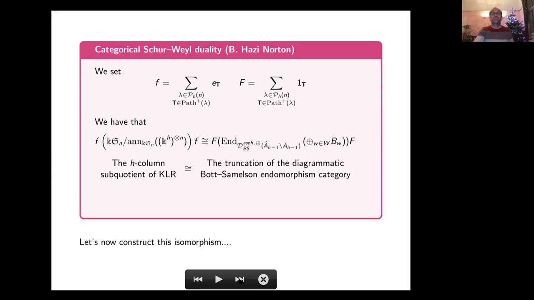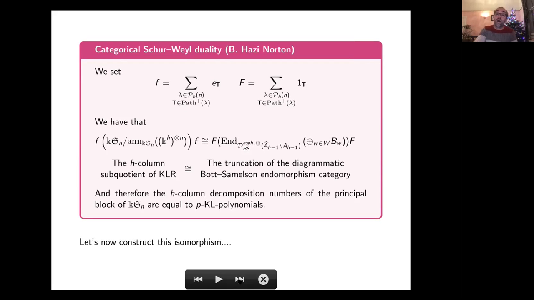So the h-column subquotient of the KLR algebra corresponds to the truncation of the diagrammatic Bott–Samelson endomorphism category. And therefore, h-column decomposition numbers of the principal block, because I picked a block, of the symmetric group are equal to p-Kazhdan–Lusztig polynomials for p bigger than h. And that's the sort of tautology. And this slide has a lot of words on it, but we're going to draw the pictures now, and maybe things will become more clear as to how this isomorphism works.